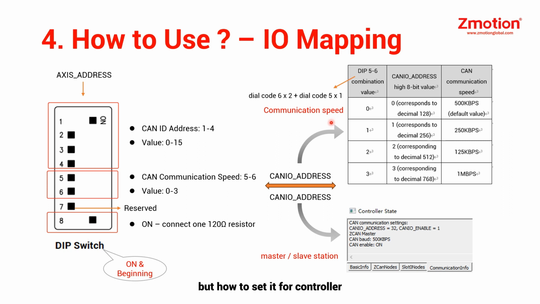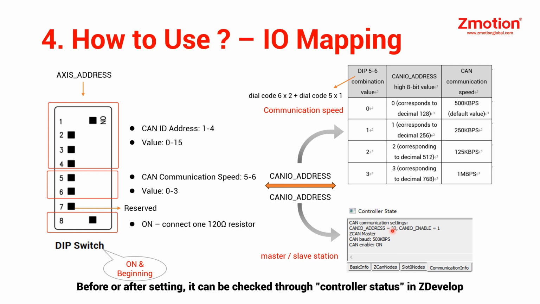But how to set it for controllers? Through the CANIO_ADDRESS command. This instruction can also set the CAN communication master and slave station. Default value 32 means master station. Before or after settings, it can be checked through the controller status in ZDevelop.